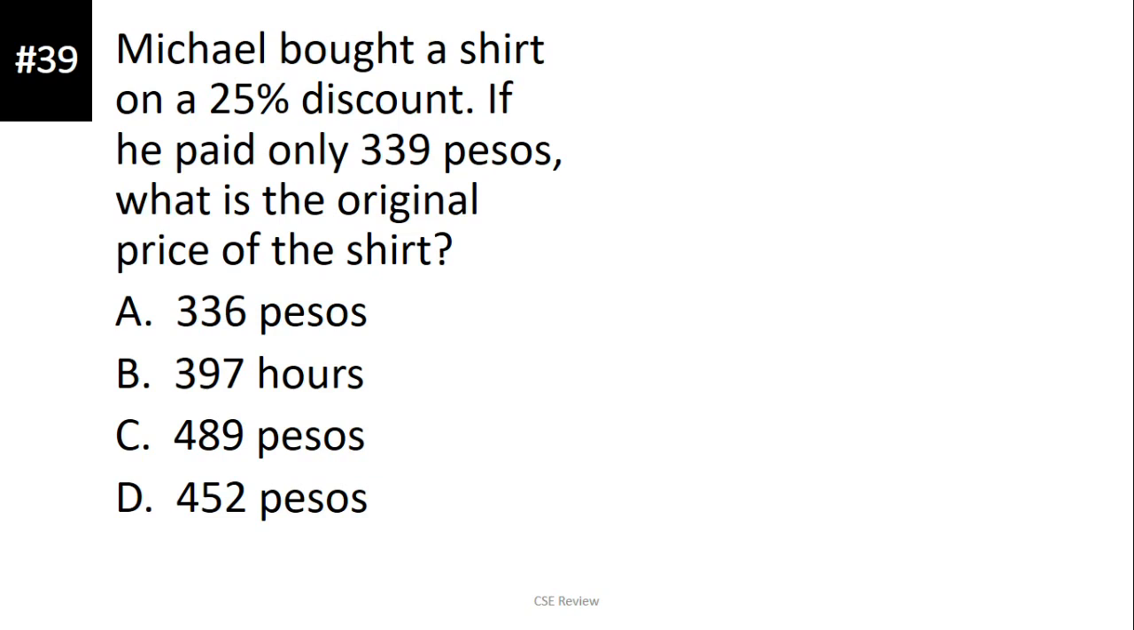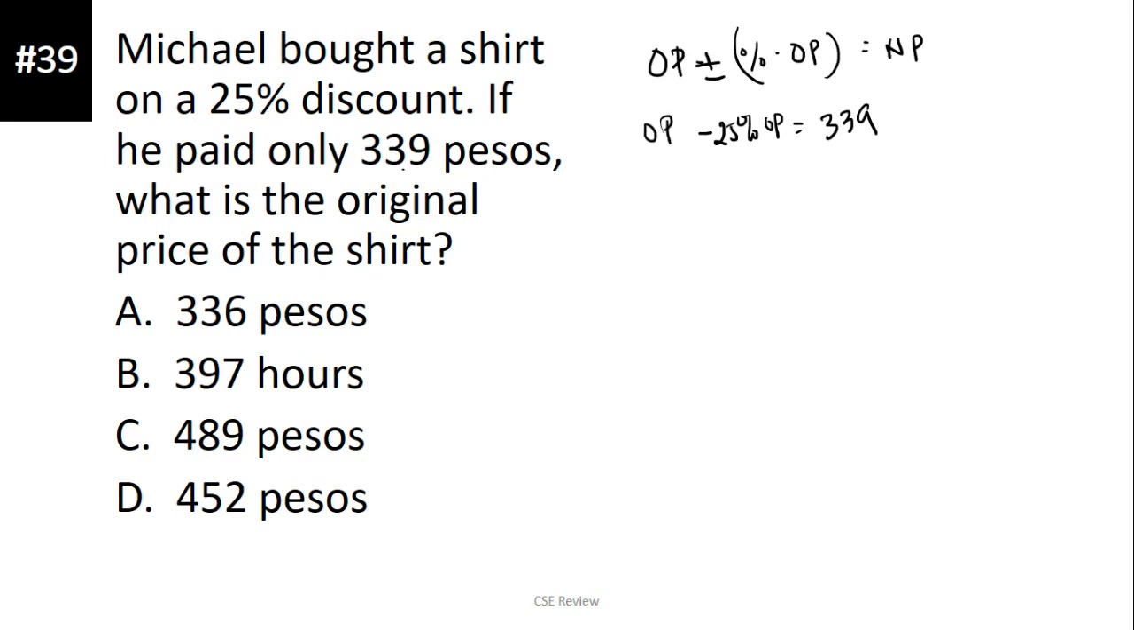A traditional method is the original price plus or minus the discount times the original price is going to give you the new price. Ang sabi, bumili daw siya ng shirt, may 25% discount. Ang binayad niya is 339 na lang. Ibig sabihin, ang bagong presyo is 339 after a 25% discount or minus 25% of the original price.